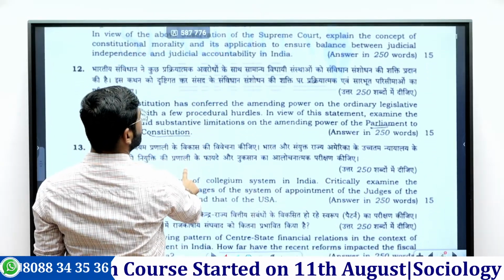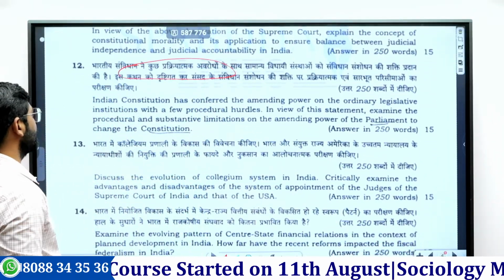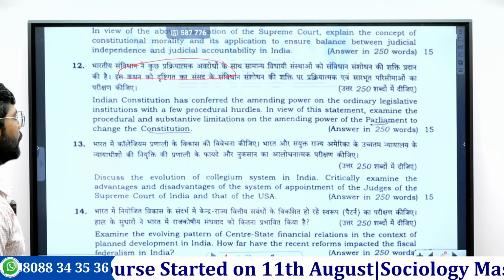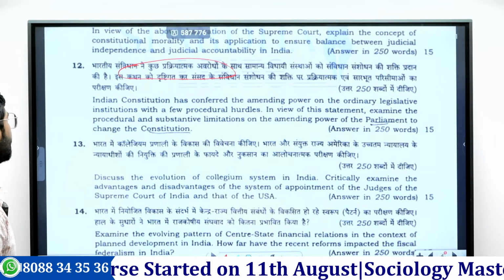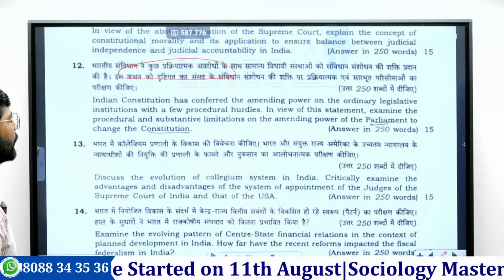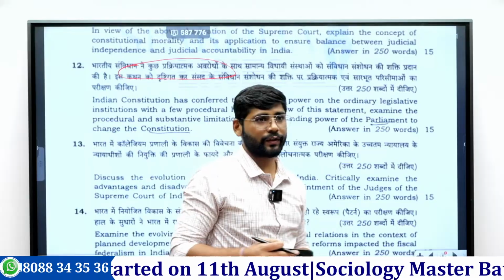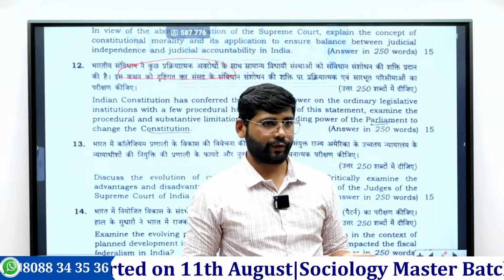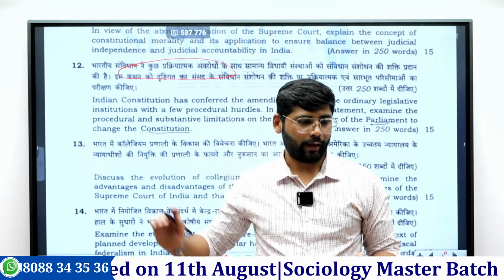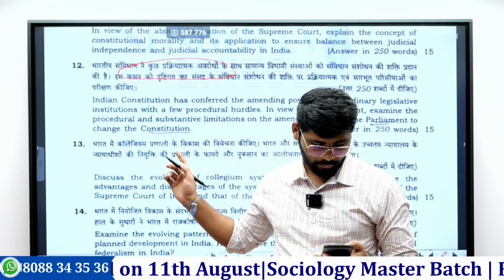The Constitution has conferred the amending power on ordinary legislative institutions with few procedural hurdles. In view of this statement, examine the procedural and substantive limitations on the amending power of Parliament. The undertone is nothing but the basic structure of the Constitution. You know the basic structure of the Constitution.